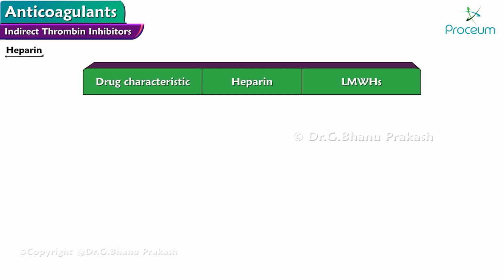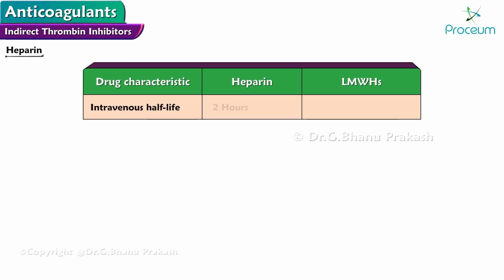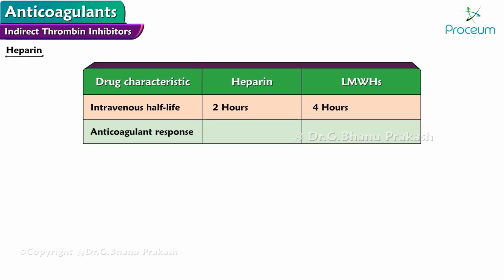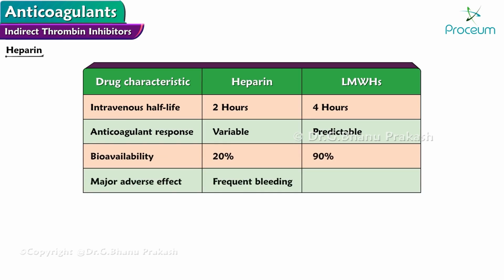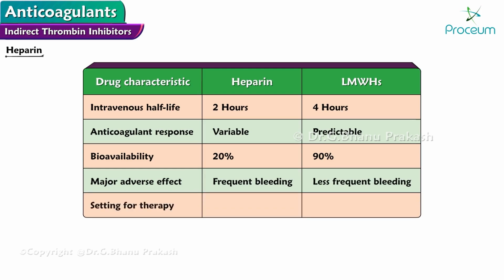In this table, we see some properties of heparin and low molecular weight heparins. The intravenous half-life of heparin is 2 hours, and in low molecular weight heparins, it's 4 hours. The anticoagulant response is variable in heparin, whereas it's predictable in low molecular weight heparins. The bioavailability of heparin is 20%, whereas in low molecular weight heparins, it's 90%. The major adverse effect of heparin is frequent bleeding, whereas in low molecular weight heparins, there is less frequent bleeding. The setting for therapy in heparin is hospital, in low molecular weight heparins, both hospital and outpatient.